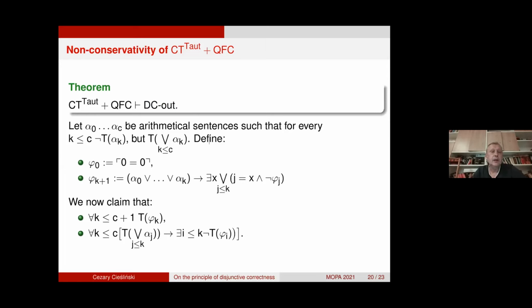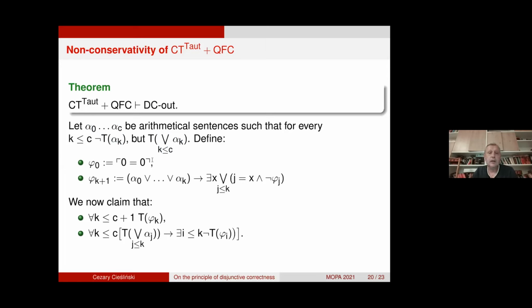Okay. The proof. We are trying to derive DC out. So let's assume that we have a sequence of arithmetical sentences, and let's assume that this sequence is a counterexample to DC out. So what does it mean? It means that a disjunction over this sequence is true, but each individual disjunct is false. So in effect, for an indirect proof, assume that DC out is false.